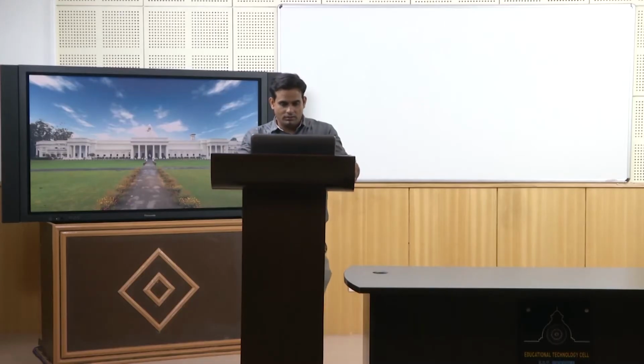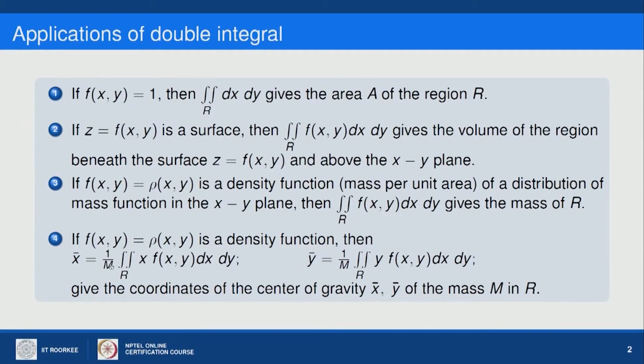If f of xy equals rho of xy, that is the density function, then x bar equals 1 upon m, where m is the mass of the region R, double integral over R of x times f of xy dx dy, and y bar equals 1 upon m double integral over region R of y times f of xy dx dy. These give the coordinates of the center of gravity, that is x bar, y bar, of the mass m in R.